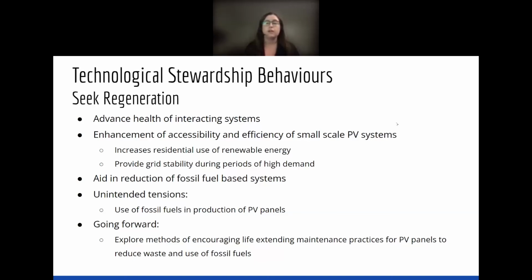Unfortunately, solar panels are manufactured using fossil fuels and toxic metals, and therefore the increase in demand for solar panels will increase the use of these materials. Going forward, the team would like to explore encouraging the use of life-extending maintenance practices for anyone that uses solar panels.